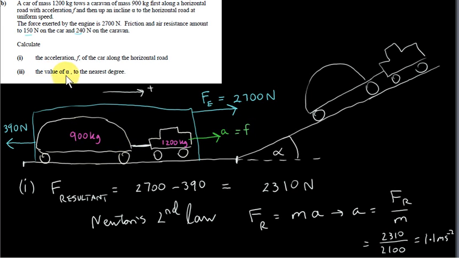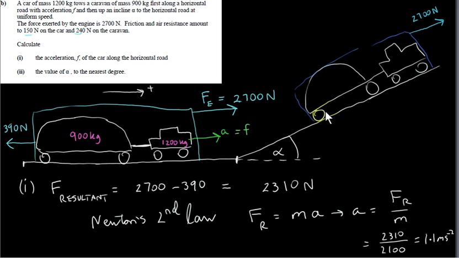In the second question, we want to get the value of alpha to the nearest degree. So now we need to consider the system, which consists of car and caravan, moving up this incline. So I'll just draw a box around this to show that we're talking about a system, all one system. We need to get the forces acting on it. Well, we still have the force due to the engine, which I'm assuming has not changed. I'm assuming that the force due to the engine is still 2,700 newtons.